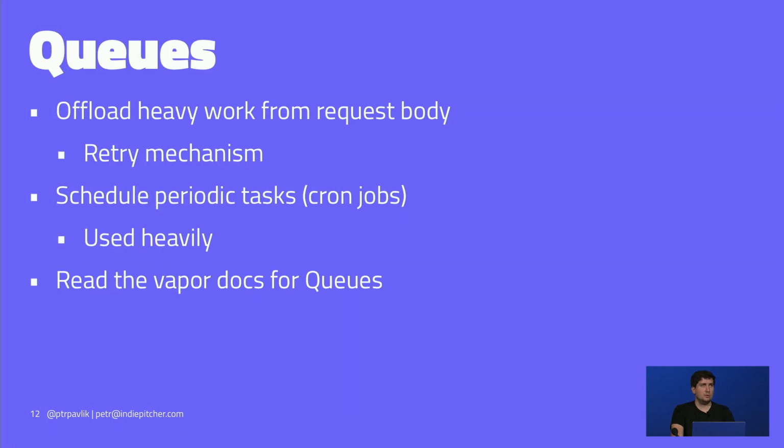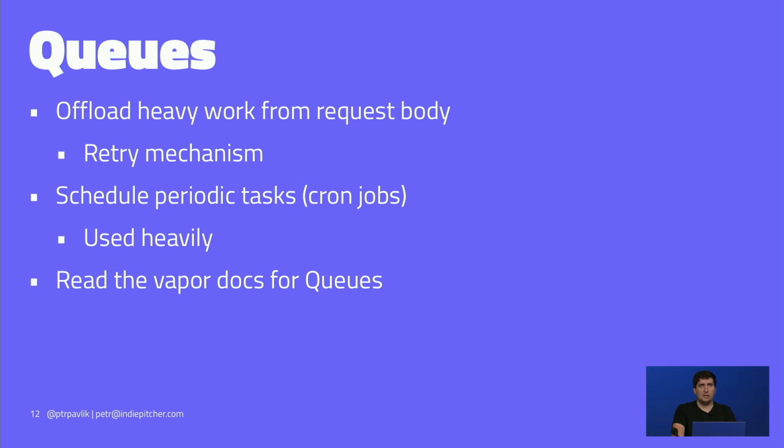Then queues. Queues is also a part of Vapor. It's a framework that can help you with two things. One is to offload heavy work from your request bodies. So you basically take something you need, like sending an email, and you kick it down the road to be done later and asynchronously. One cool feature is that it supports retry.